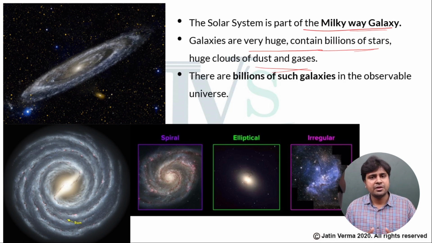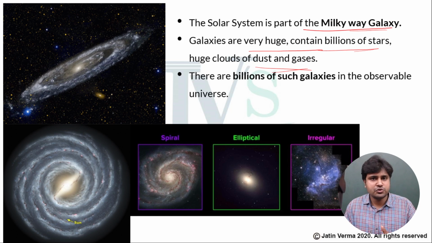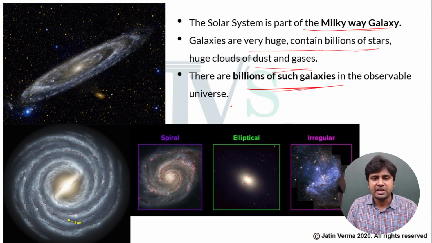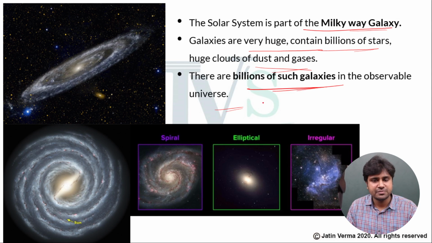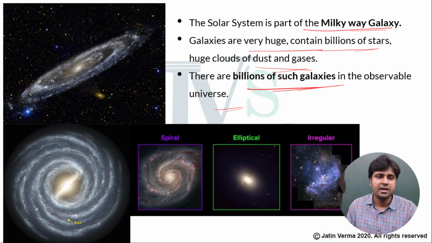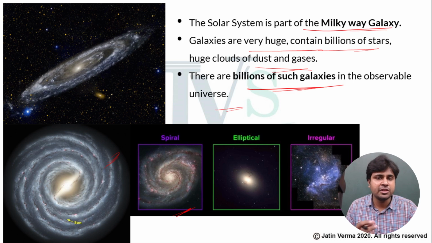So, galaxies contain huge clouds of hydrogen gas. From these huge clouds, the stars actually form. Okay? And there are billions of such galaxies in the observable universe. So just imagine how small we are in this universe. Now, Milky Way Galaxy, our home galaxy, is a spiral galaxy. Okay, so this is one of the best representations of the Milky Way Galaxy.